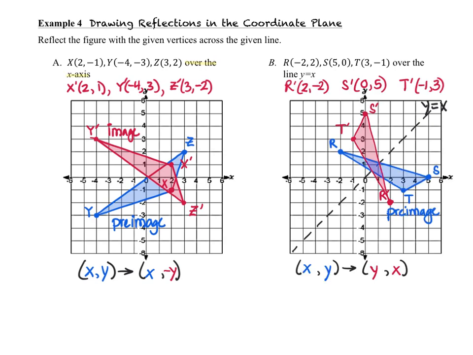Okay, so we started out by graphing triangle RST, which is our pre-image. Then we figured out our mapping rule, which is (x, y) goes to (y, x) when we reflect over the line y = x, which is the black dashed line that you see. And that allowed us to figure out the coordinates R prime, S prime, and T prime for our reflected points. And then we drew the segments connecting those points so that we would be able to draw the reflected image of triangle R prime, S prime, T prime.